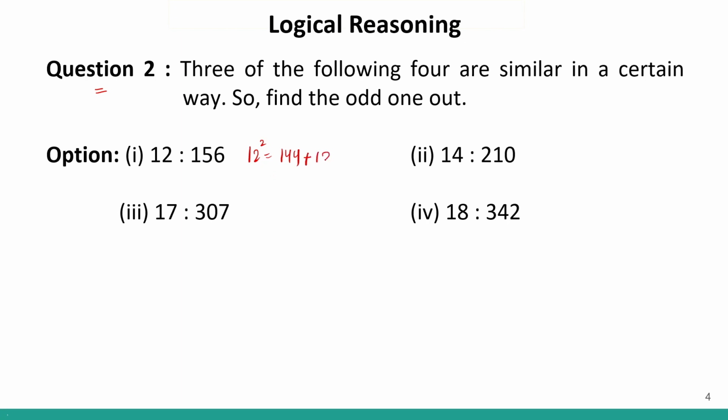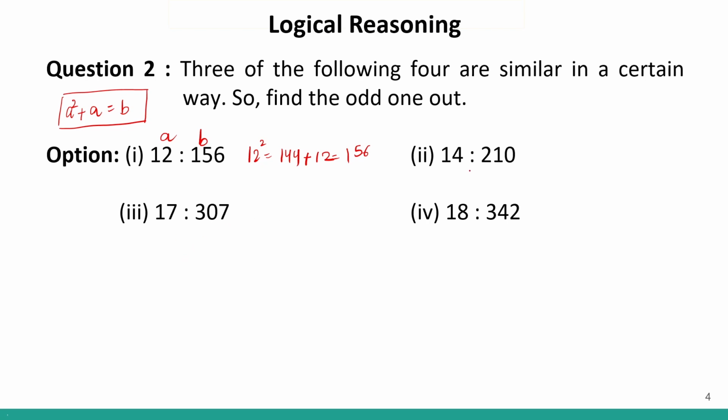What is the difference between 156 and 144? If I add 12, I'll get 156. 12 square equals 144, and if I add 12 to it, I get 156, correct? This is the logic. If this is A and this is B, I am squaring A and adding A to it, and I am getting B. This is the logic I can identify from option number 1.